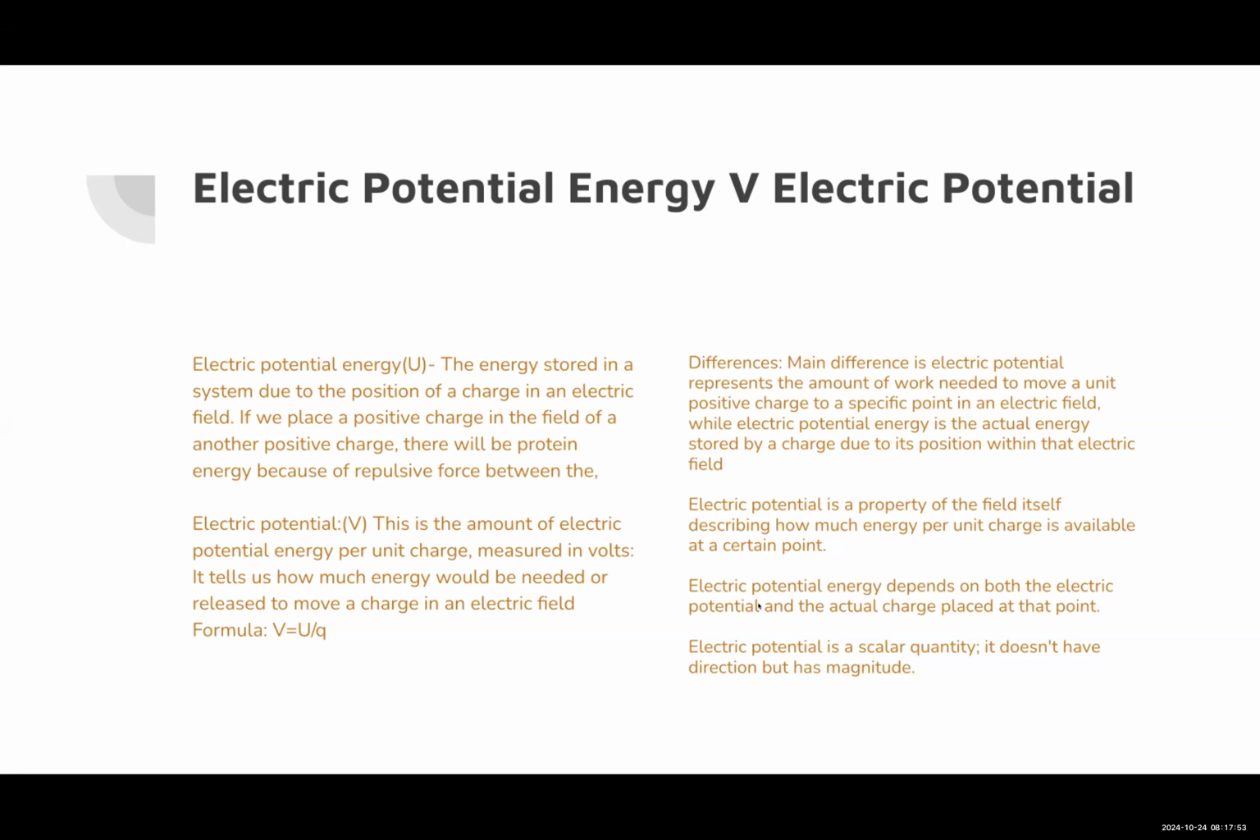The main difference is that electric potential represents the amount of work needed to move a unit positive charge to a specific point in an electric field, while electric potential energy is the actual energy stored by a charge due to its position within the electric field. Electric potential is a property of the field itself, describing how much energy per unit charge is available at a certain point. Electric potential energy depends on both the electric potential and the actual charge placed at that point. And electric potential is a scalar quantity. It doesn't have direction, but has magnitude.